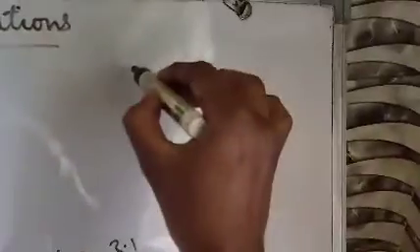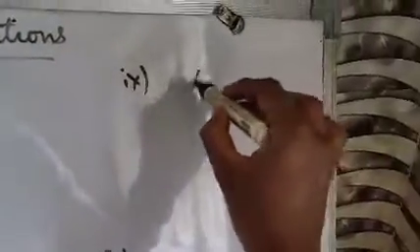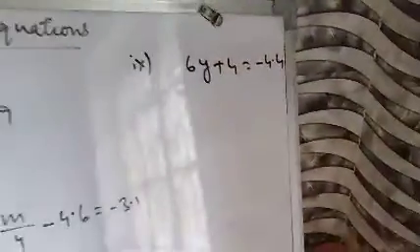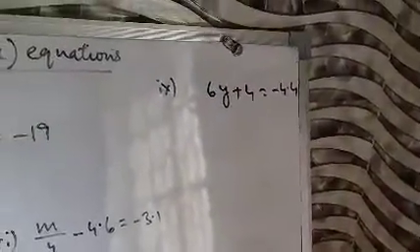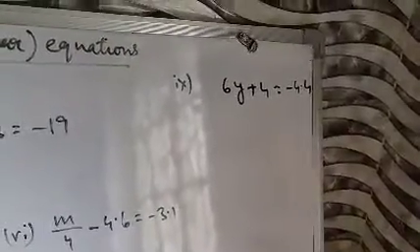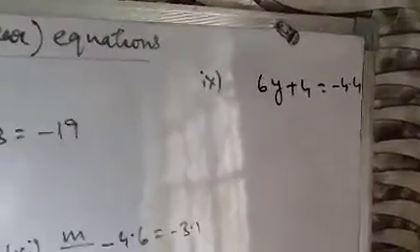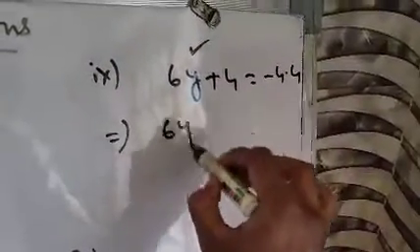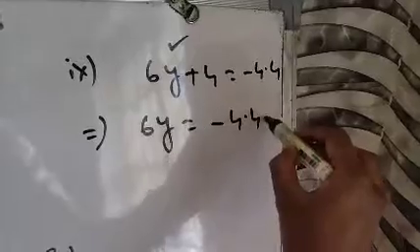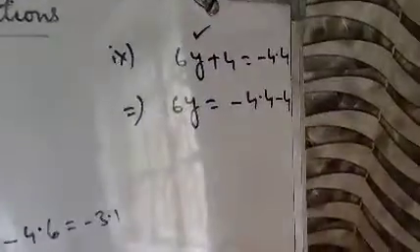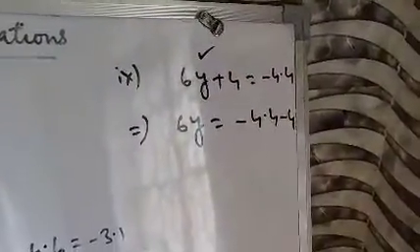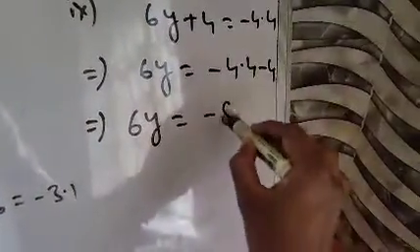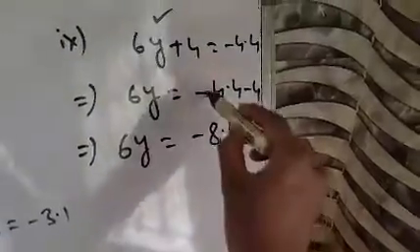Next question number 9. Equation is 6y plus 4 equal to minus 4.4. Therefore, we have to find the value of variable y. So 6y equals to minus 4.4 minus 4. 4 will have to be transferred. So it will be minus after transferring. Now 6y will be minus 8.4, because both the signs are minus.